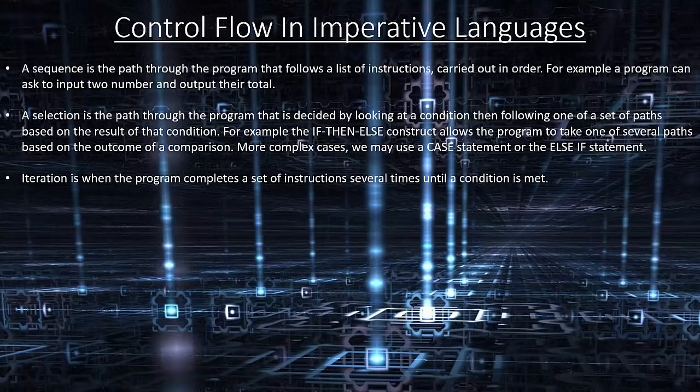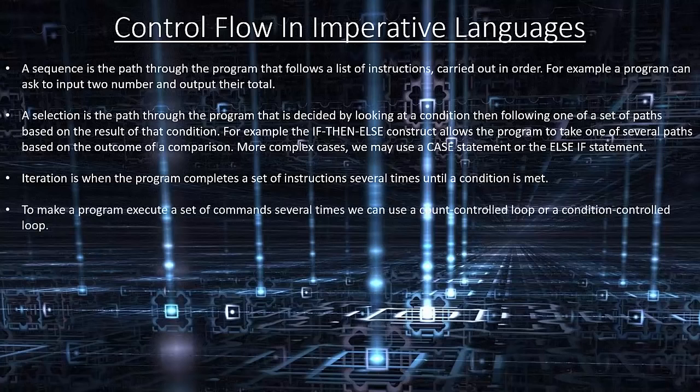Iteration is when the program completes a set of instructions several times until a condition is met. To make a program execute a set of commands several times, we can use a count-controlled loop or a condition-controlled loop. In a count-controlled loop, we use an indexed value to tell the program how many times to complete the loop.